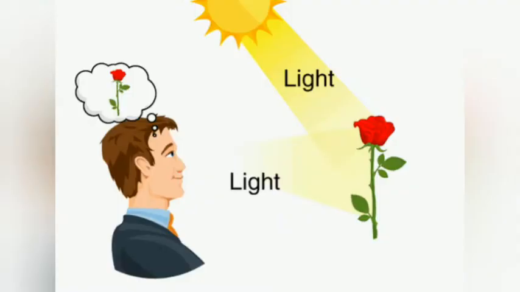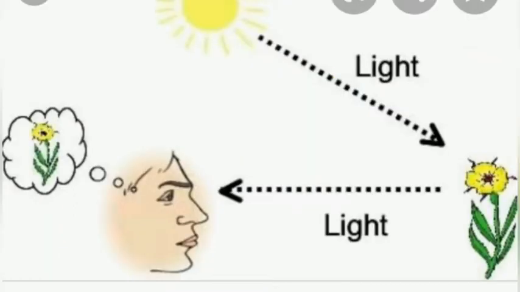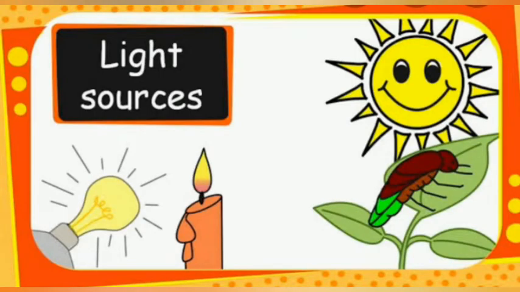Good morning, children. Today we are going to start a new chapter, light. What is light? Light is a form of energy that helps us to see objects. We are able to see objects around us because the light which falls on them bounces back to our eyes after striking their surfaces.